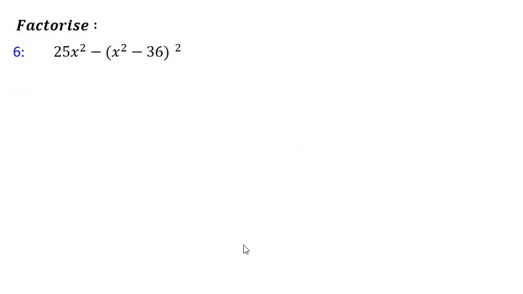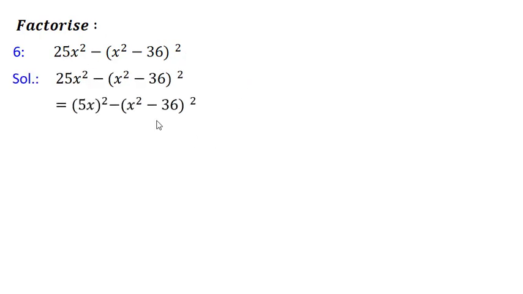Sixth question is 25x square minus x square minus 36 the whole square. So here if you see, this is of the form a square minus b square. So this 25x square I can write as 5x the whole square minus x square minus 36 the whole square. So a square minus b square is a minus b into a plus b. So let us write this as 5x plus x square minus 36 into 5x minus x square plus 36. So when I am subtracting, this plus sign will become minus and minus sign will become plus.